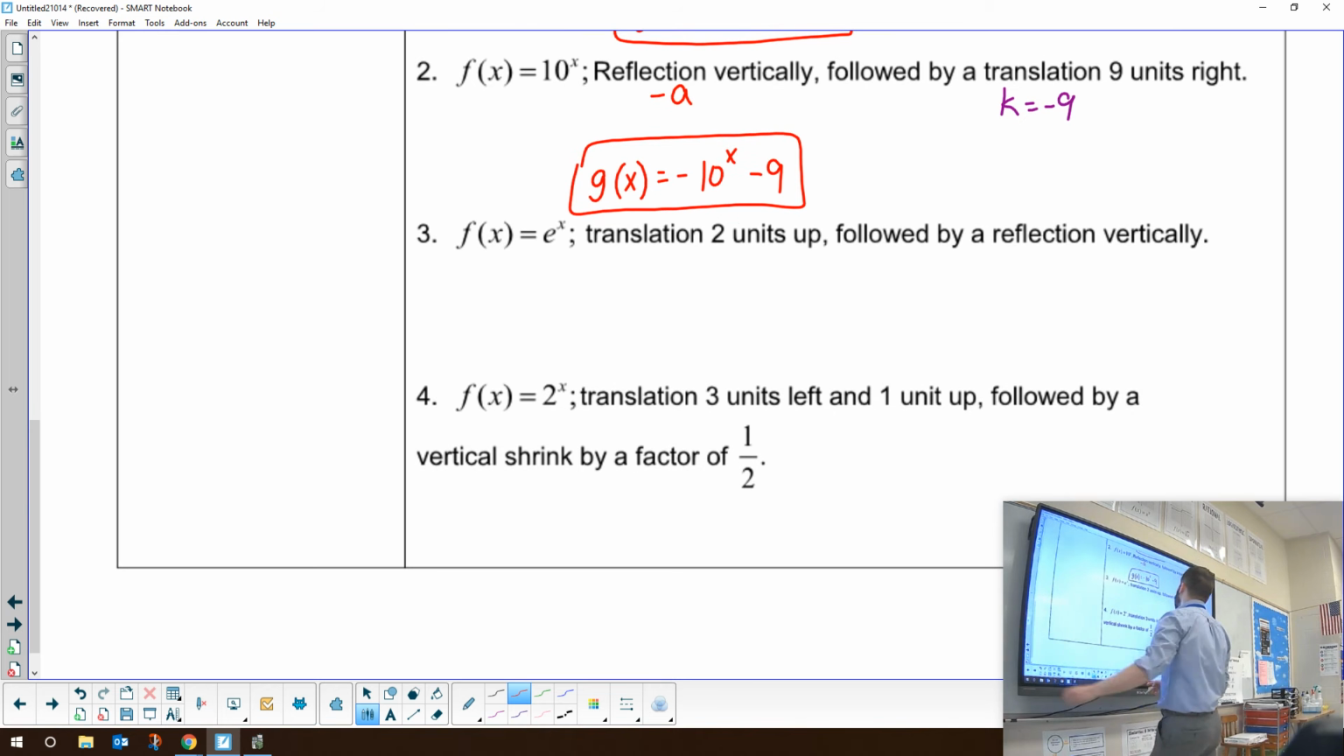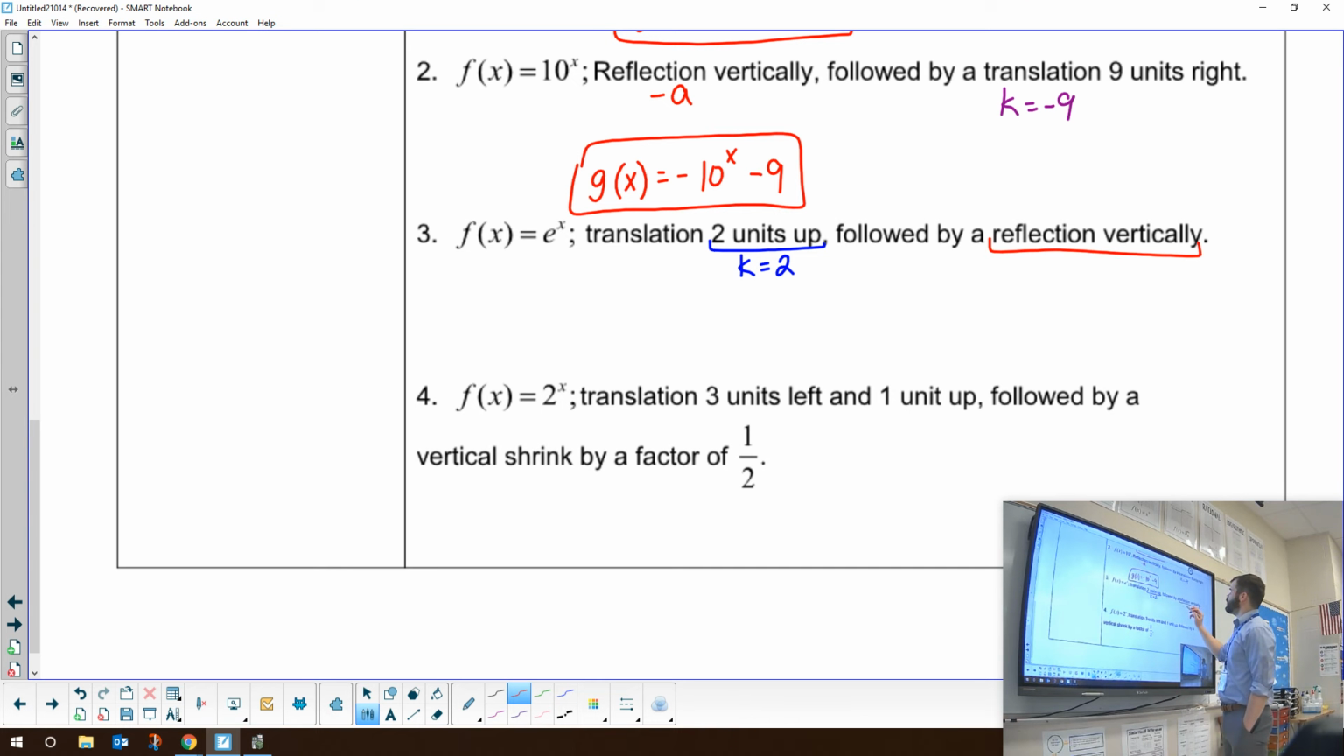So number 3, we have translated 2 units up, followed by a reflection vertically. So our base is e this time. Base does not matter, okay? So translation 2 units up, so once again, that's going to be my k. We're going to go k equals 2. And we're going to have a vertical reflection. Love it. So that's going to be a -a.